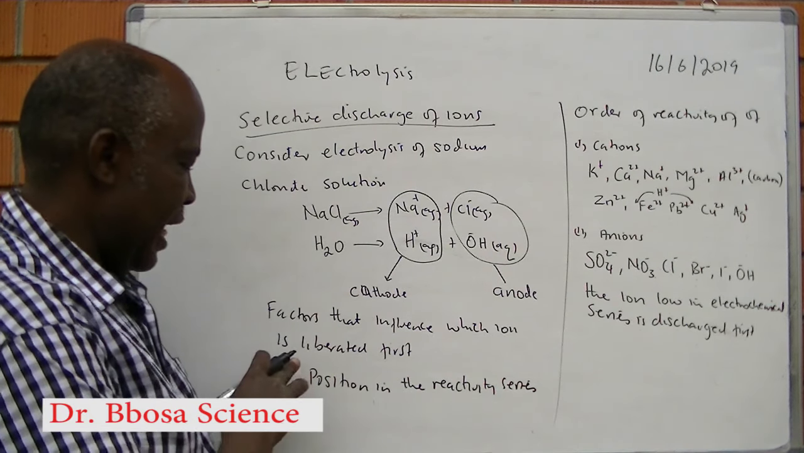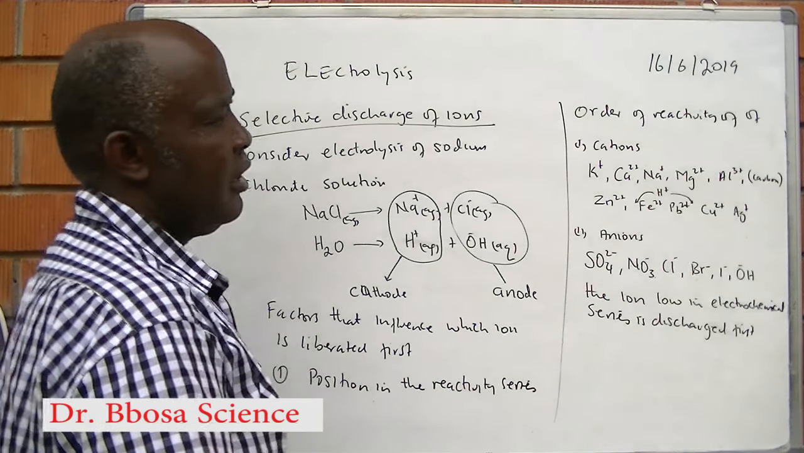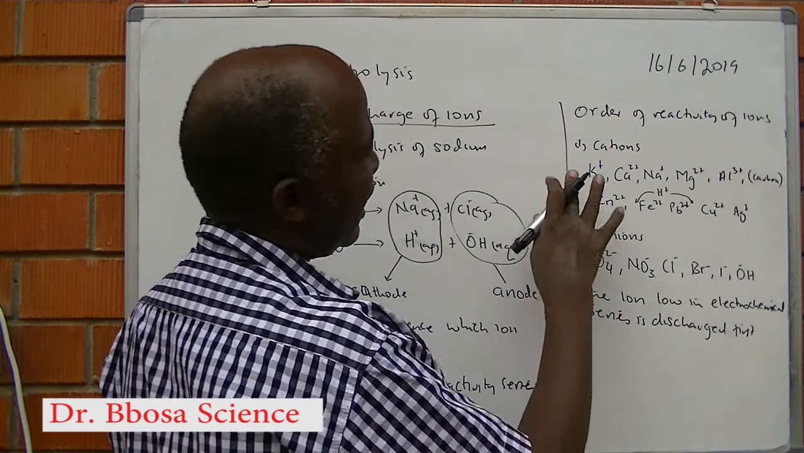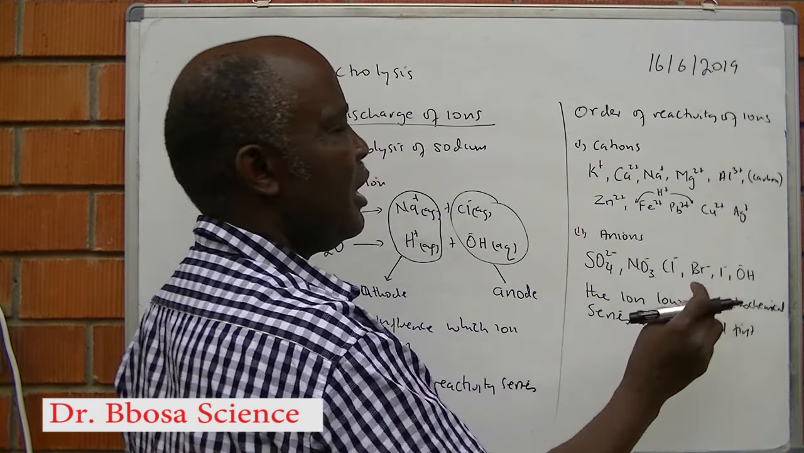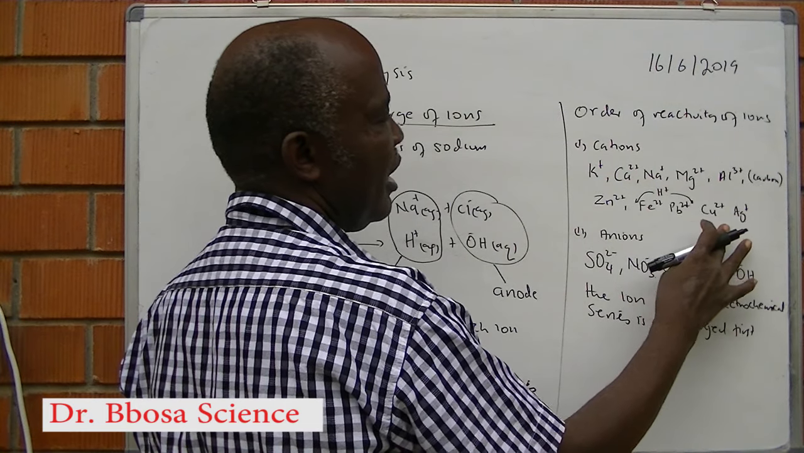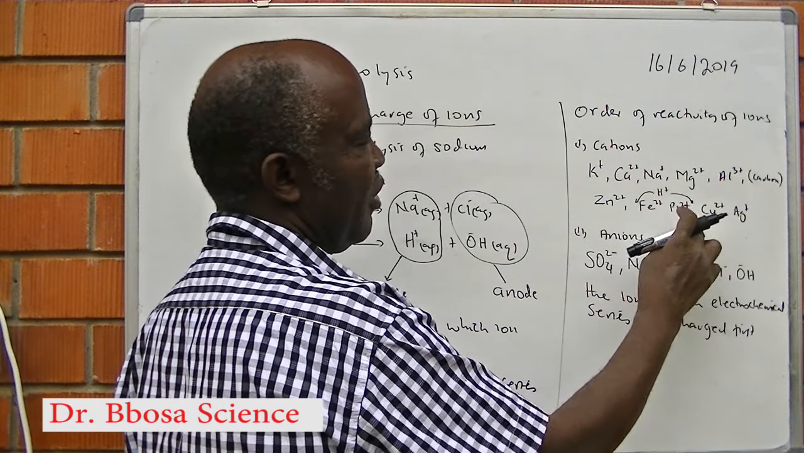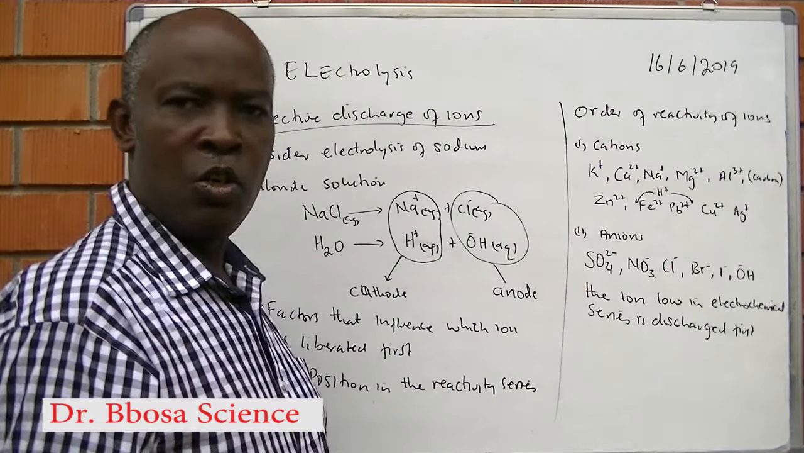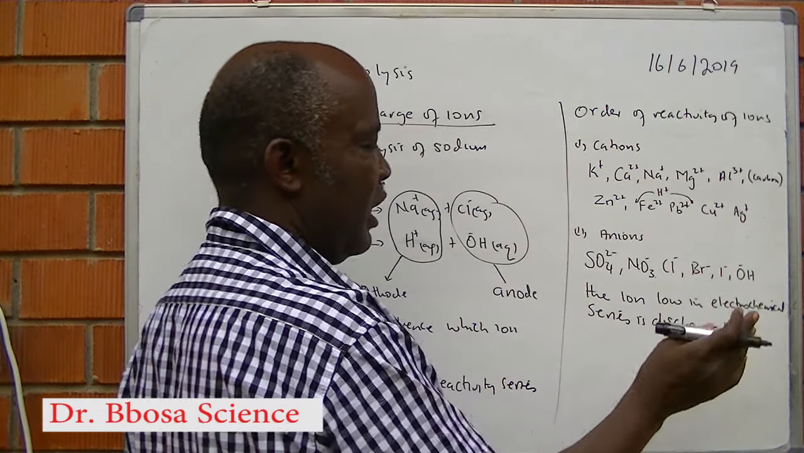Factors that influence which ion is liberated first. The first factor is position in the reactivity series. The order of reactivity of ions for cations, we start with potassium is higher than calcium, than sodium, than magnesium, than aluminium. Then we place carbon there, then zinc, then iron, then lead, then copper, then silver. Hydrogen is placed between zinc and iron, or lead and copper. Some of these reactions sometimes behave as if hydrogen is higher or is lower. Then for anions: sulfates, nitrates, chloride, bromide, iodide, and OH.